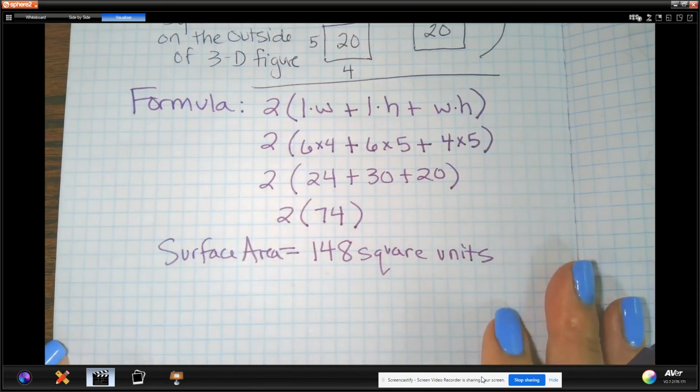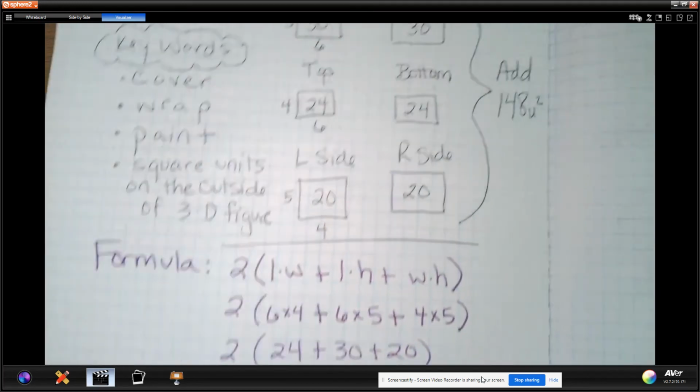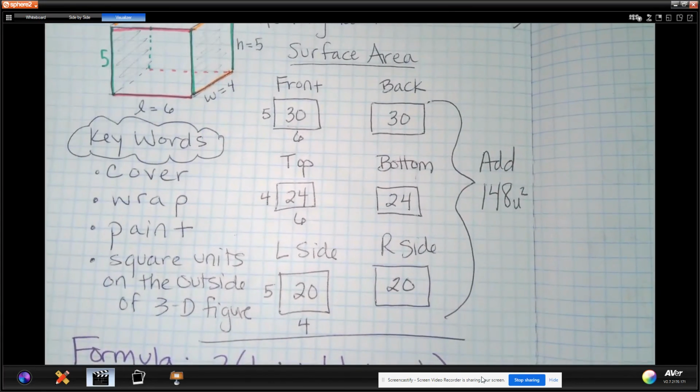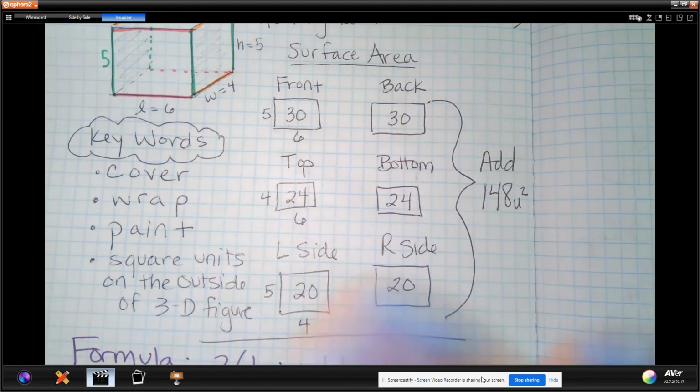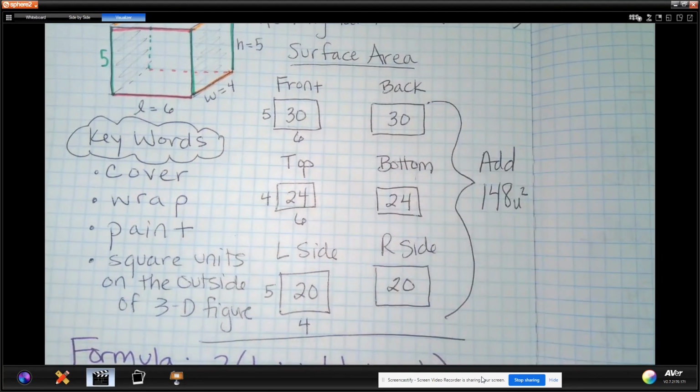So you have a choice. You can use a formula and plug it in, or you can draw it out. Some people like to do 3 and then double it, and that's what the formula does, because all of those surfaces have a partner. They match up.